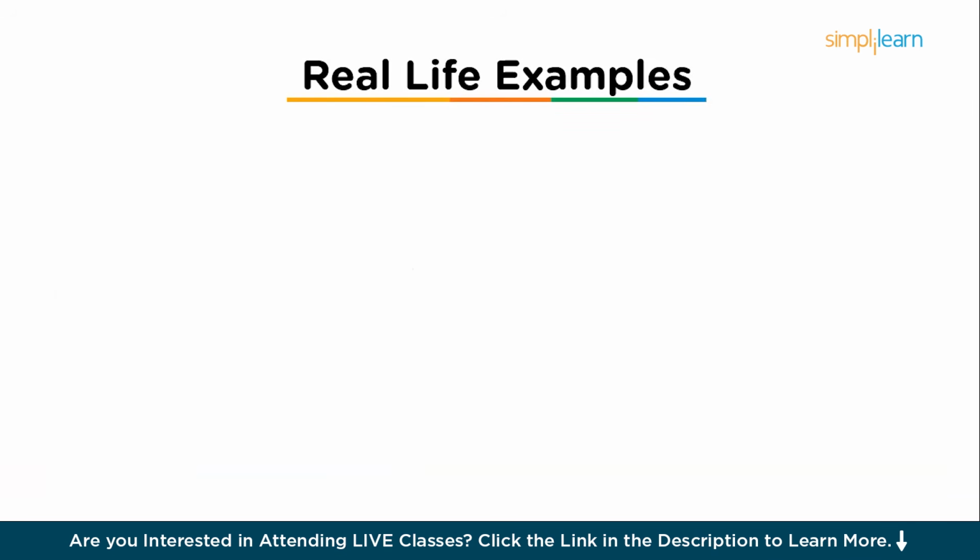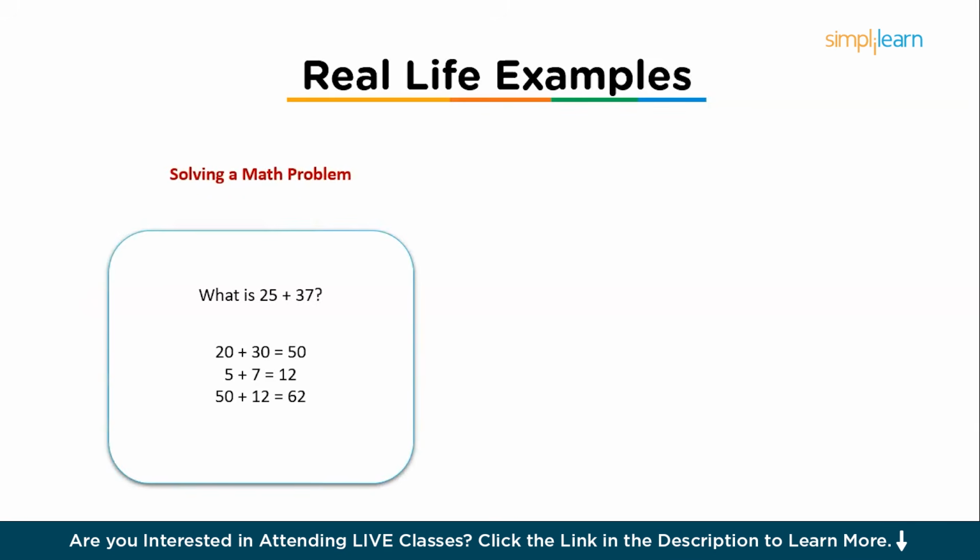So let's see O1 in action. The first one is solving a math problem. The question is, what is 25 plus 37? O1 thinks like, 20 plus 30 is equal to 50, and 5 plus 7 is equal to 12. 50 plus 12 is equal to 62. And the final answer it gives is 62. So it's not magic, it's methodical reasoning. That's what makes O1 more trustworthy and transparent.